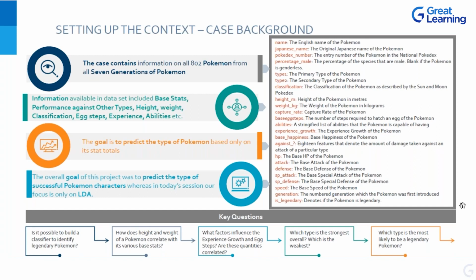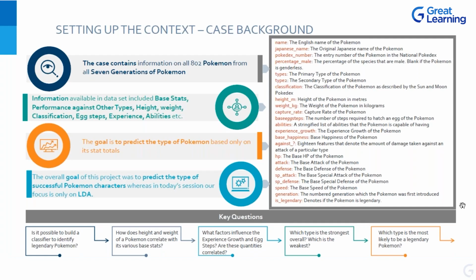So what is this case all about that we are discussing today? This case is primarily about the information on Pokemon and the 7 generations of Pokemon. We picked up this problem to look at it from a perspective of whether we can predict the type of successful Pokemon character, which was the initial problem. And in the process, we also had to do something called feature selection, feature engineering, wherein the goal was to see how we can select the type of Pokemon only on the basis of its stat totals.